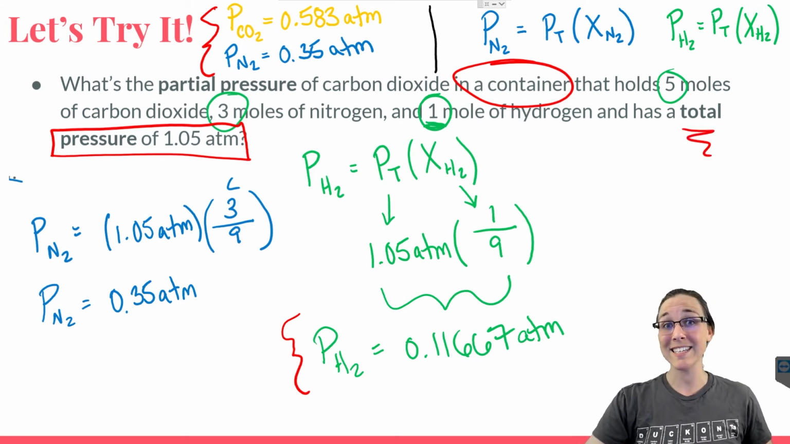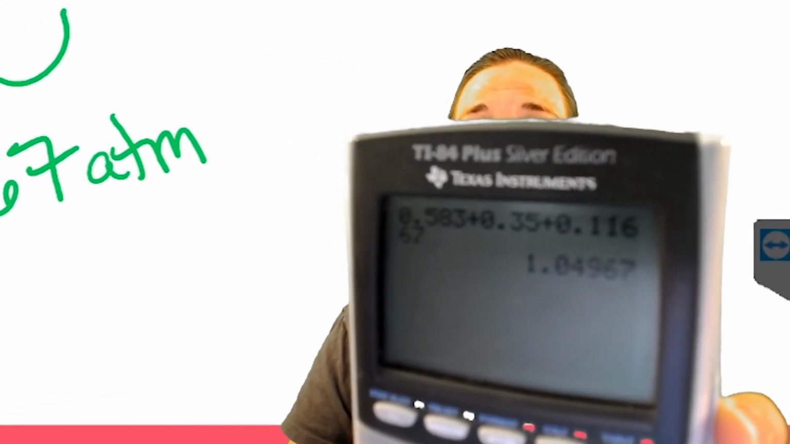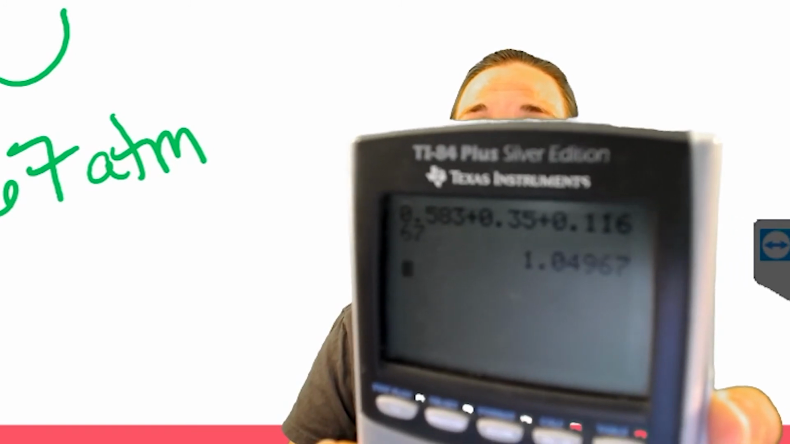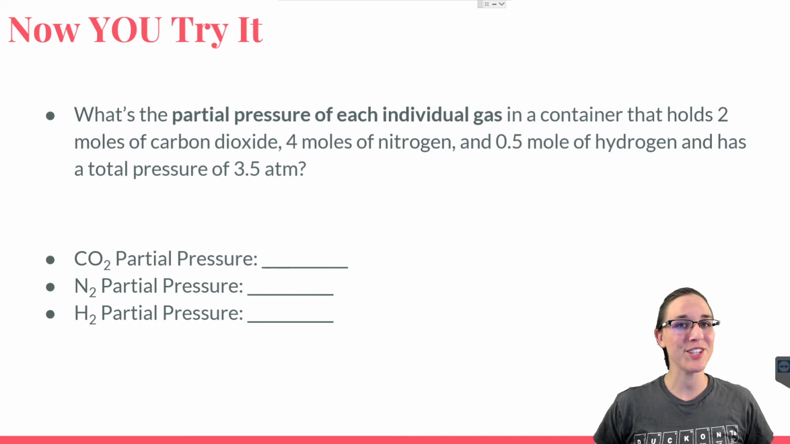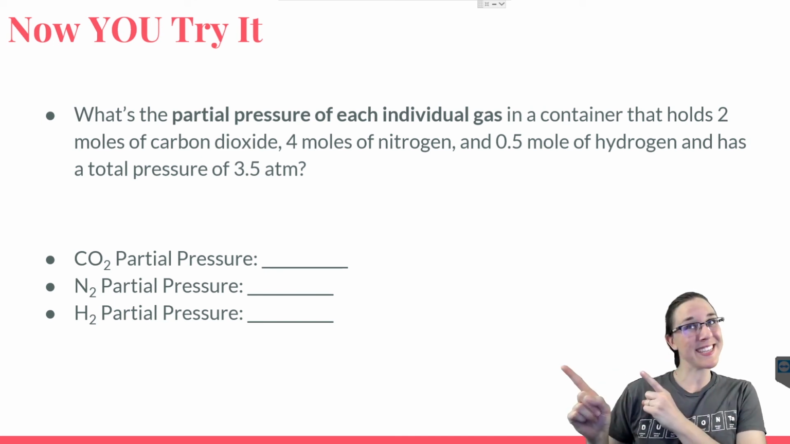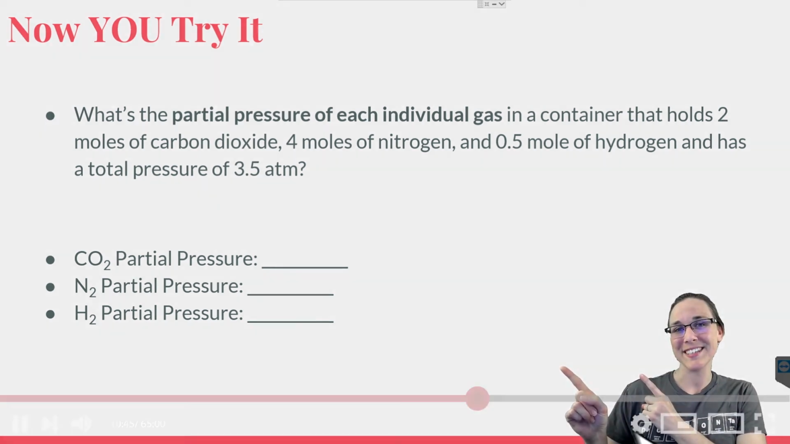So the three of these added together, if you plug and chug into your calculator, sure enough, gives you a value that's basically 1.05 ATMs. So we know we did it right. Think you can do one from start to finish now? Go ahead and pause the video now and give this calculation a try before I give you the answer. Ready? Go!